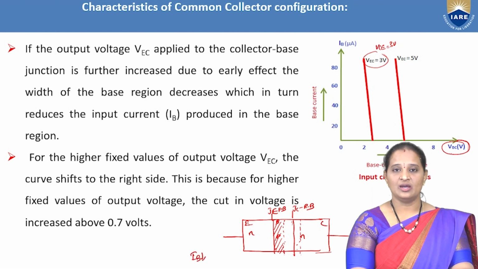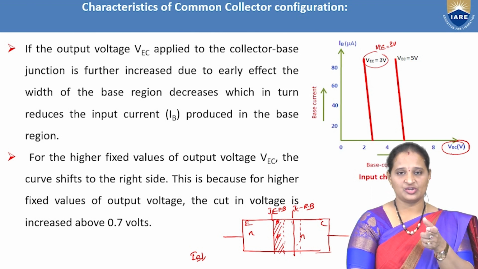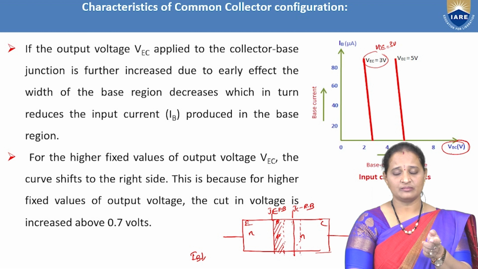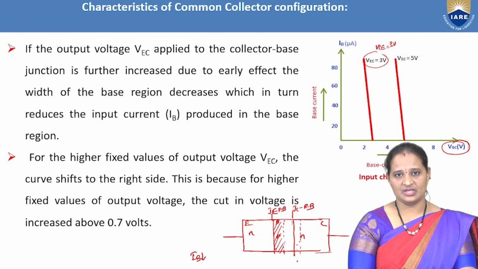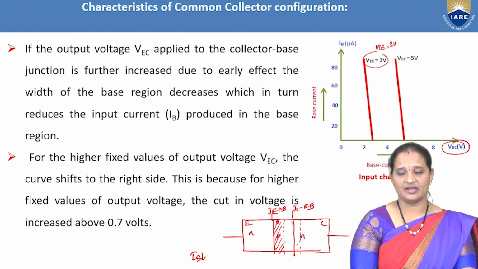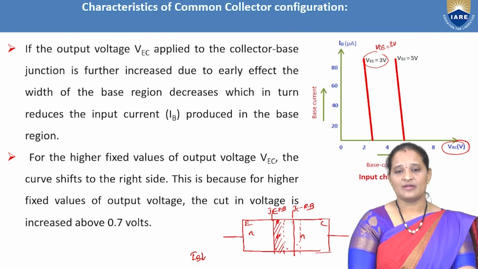So this is due to the early effect. What do you mean by early effect? The reverse voltage applied to the collector junction will be increasing, due to which the effective width of the base region where the recombination takes place will be reduced. Due to that, the amount of recombination will be reduced, due to which the base current will be reduced.